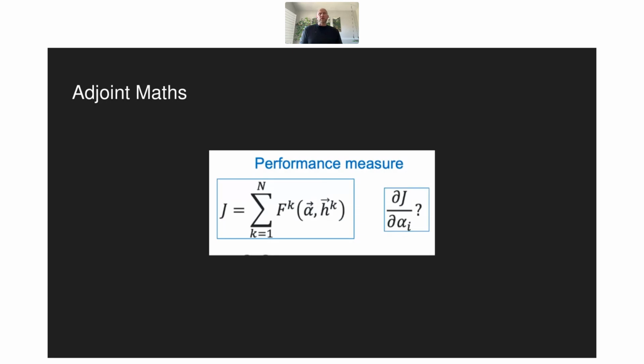What we care about, though, is our performance measure. So we're going to call performance measure J. It's a summation over all the simulation times from k equals 1 to n of some function f. And the f also depends on alpha and the heads. But what we really want to get to is what is the partial first derivative of J with respect to each element in that alpha vector, each hydraulic conductivity parameter, each storage parameter. What's the relationship between the performance measure and all those parameters that we're interested in?